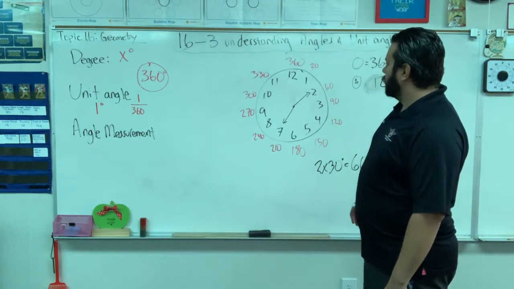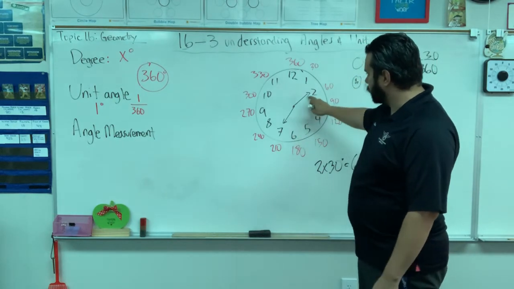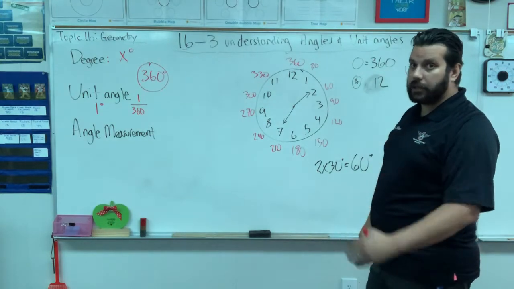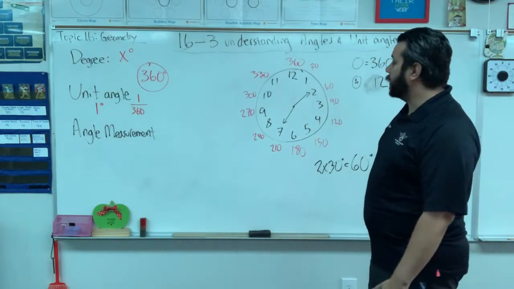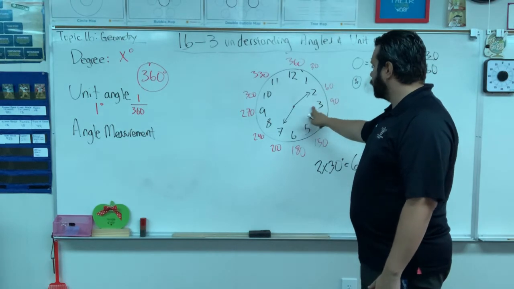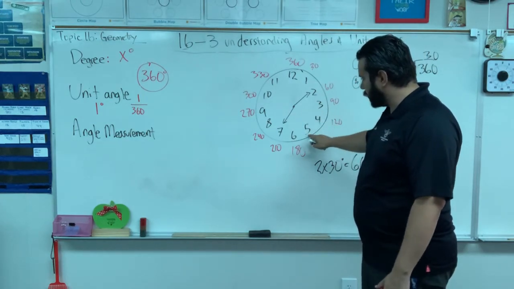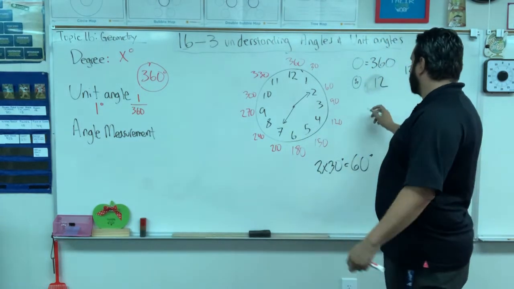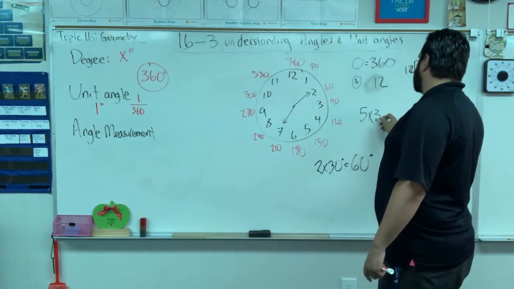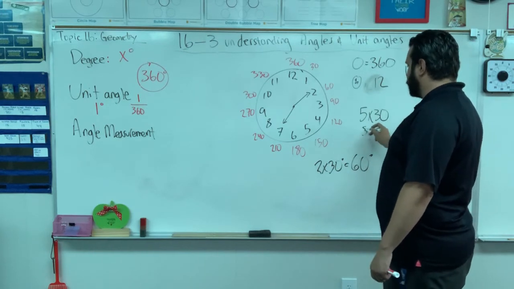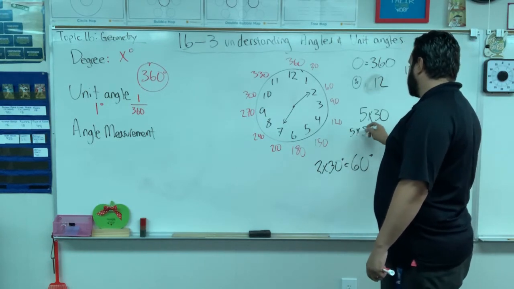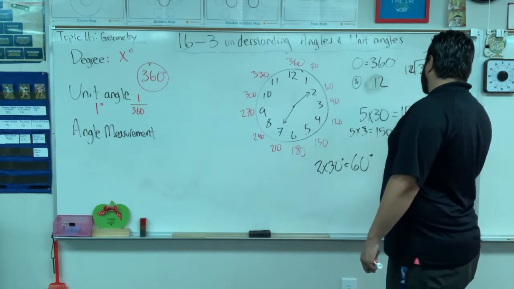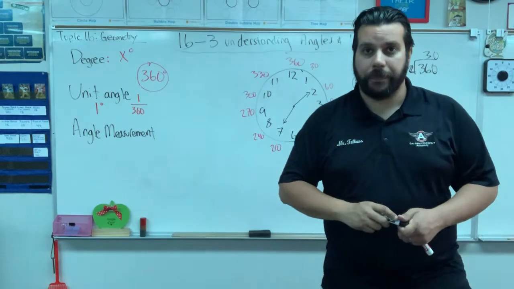Either way, I want to start counting the amount of divisions along the clock, the numbers, in between those two angles. So I go 1, 2, 3, 4, 5. Okay? 5 times 30, which again we can simplify to 5 times 3 equals 15. So therefore 5 times 30 equals 150. Okay?